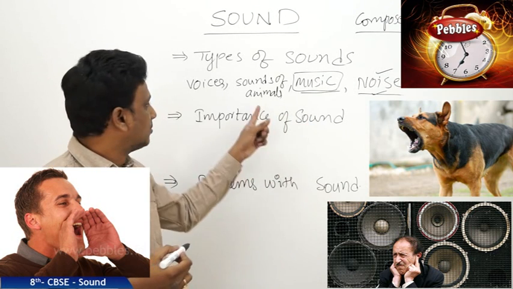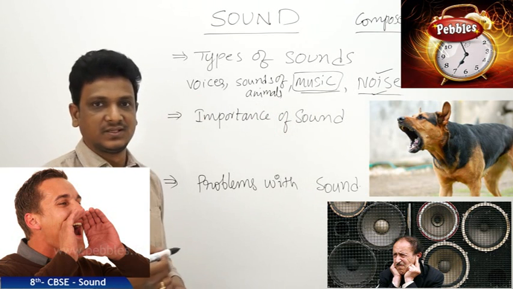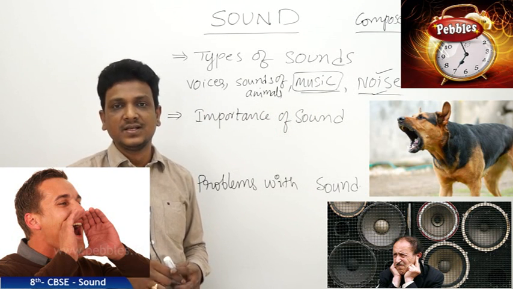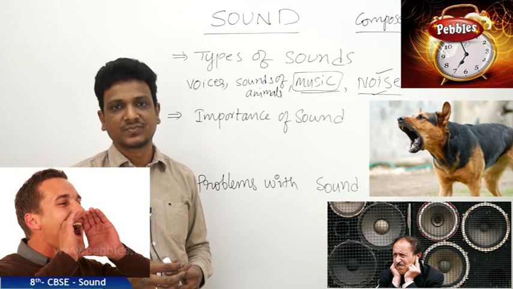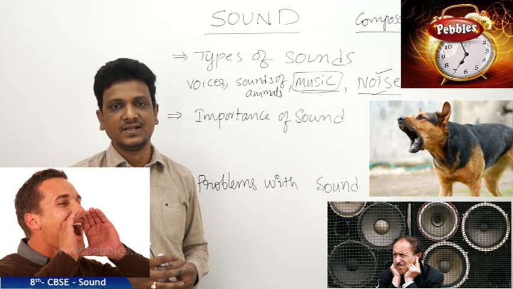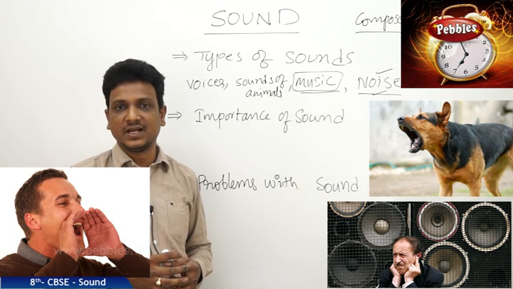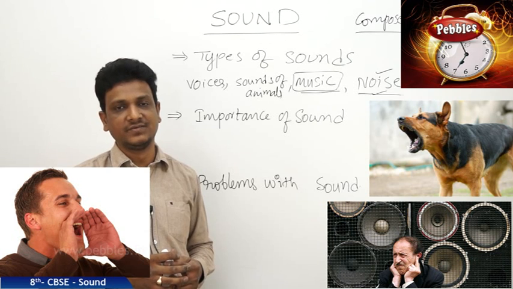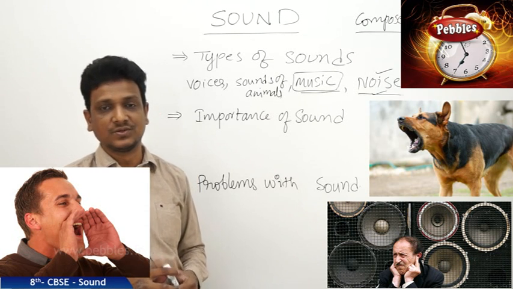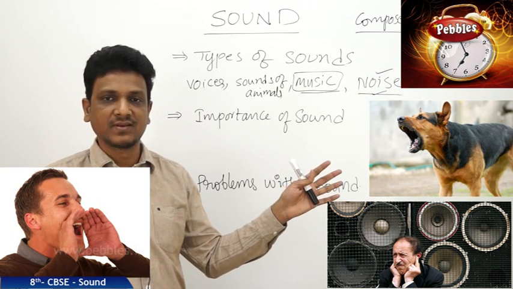Music, sounds of animals, voice, sound of water flowing, air blowing, trees moving their leaves. So like this, there are so many different types of sounds in nature. There are different kinds of sounds in your environment even. Right, so now you got an idea about different kinds of sounds, the scope of sounds.